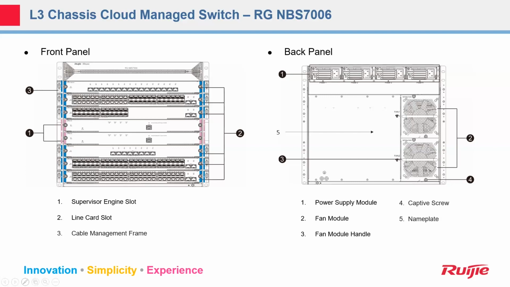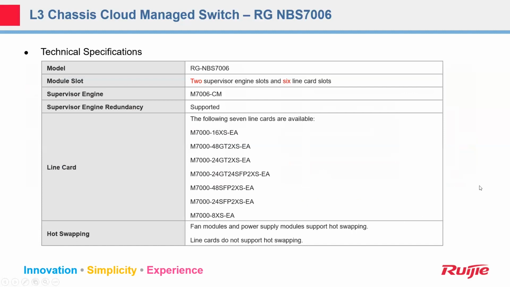So for the back panel, there are the power supply module, fan module handle, captive screw and a nameplate. And we will talk about the details of these three main parts. Let's start with some basic specifications. The 7006 can accommodate 2 supervisor engines and 6 line cards. The 2 supervisor engine slots can be used for management. That means the 7006 supports 1+1 redundancy. It can improve the overall performance of the switch.